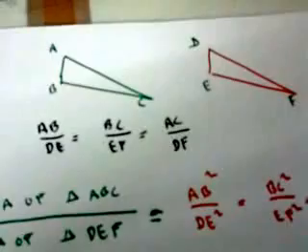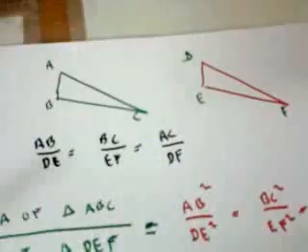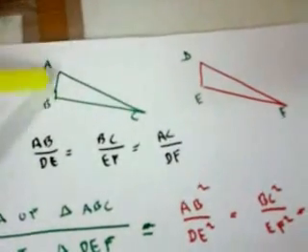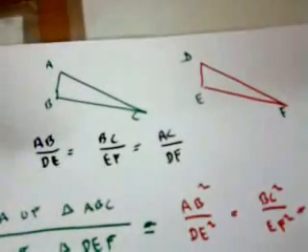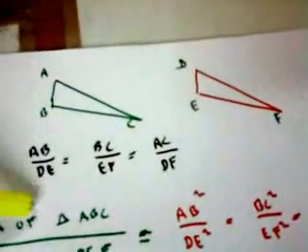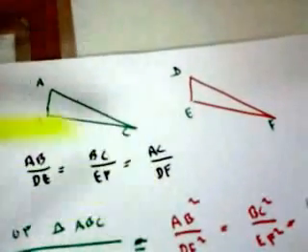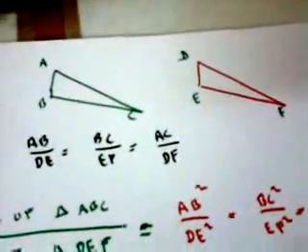Now, how does similarity help us? Well, if ABC is similar to DEF, then corresponding sides are proportional. I repeat, if triangle ABC is similar to triangle DEF, then the corresponding sides are proportional, or AB by DE equal to AC by DF equal to BC by EF.